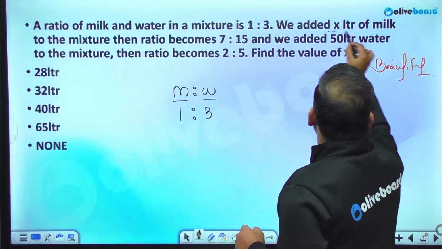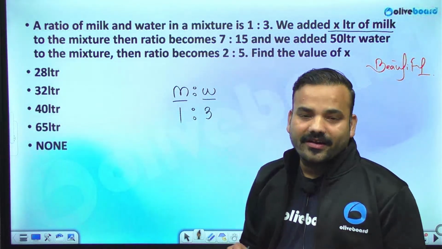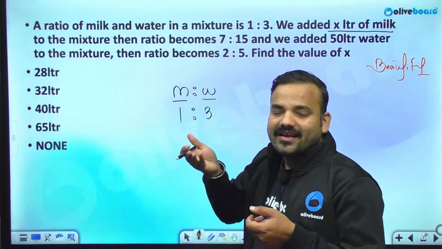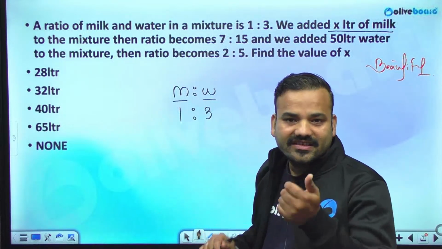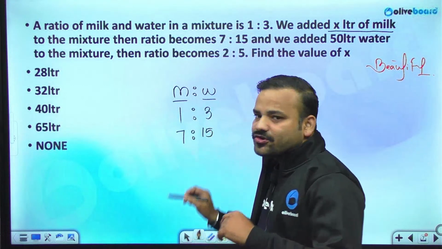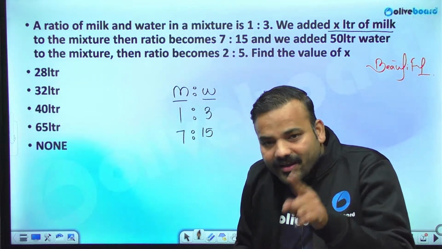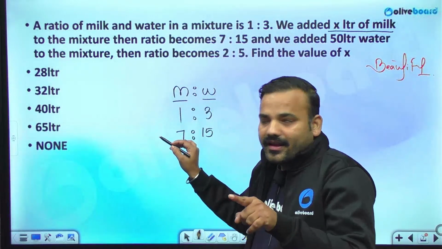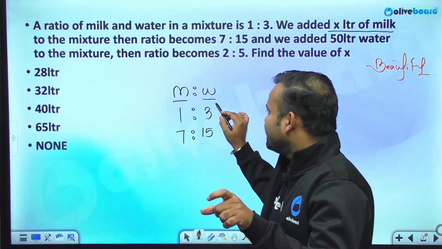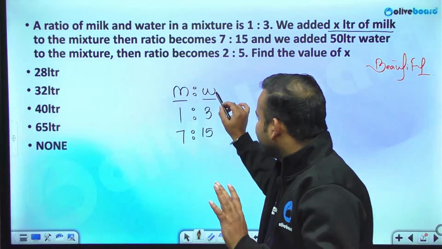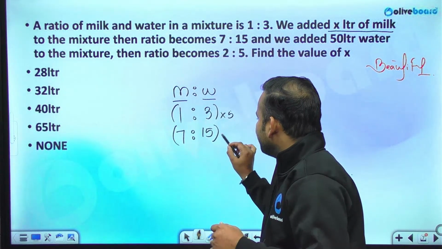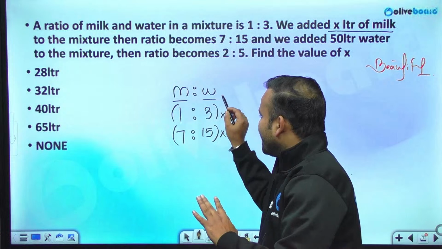We added X liter of milk. Okay, so what are we adding? You are adding just milk. The moment you are adding only a single entity, what will happen? The concentration of milk will rise and the concentration of water will decrease. Hence, the ratio will change. So the ratio changes to 7:15. Fine. Why did this ratio change? This ratio changes because of the addition of milk. Due to the addition of milk, the ratio is changing, but the content of water which was present should be the same. So I'm making this water wala part constant. So I'm multiplying this by 5 and this by 1. By doing so, I will be making it equal.